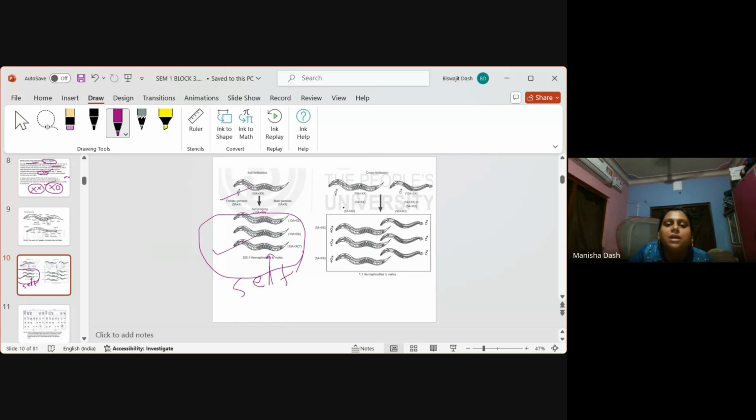Here the egg will be released by the hermaphrodite and the spermatozoa will be given by the male individual. So cross-fertilization will generate hermaphrodites and males in a ratio of 1:1. That means 50% of the eggs will develop as hermaphrodites. The rest of the 50% will develop as males.